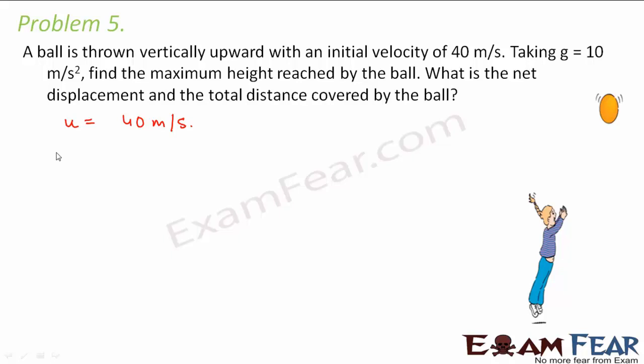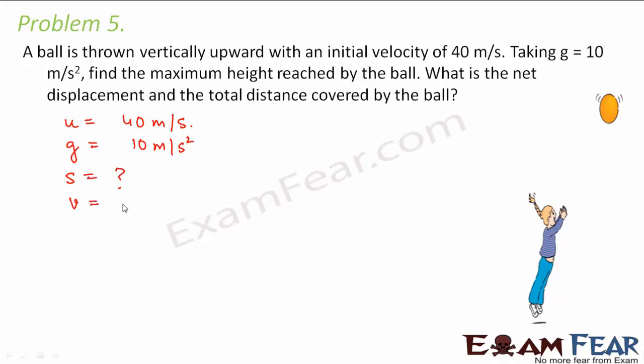Now the value of acceleration due to gravity is actually 9.8 meter per second square, but many a times, just to keep calculations simple, it is rounded off to 10. So here the problem says that g, you should take it as 10 meter per second square. We have to calculate the maximum height reached by the ball. It is again a similar kind of problem.